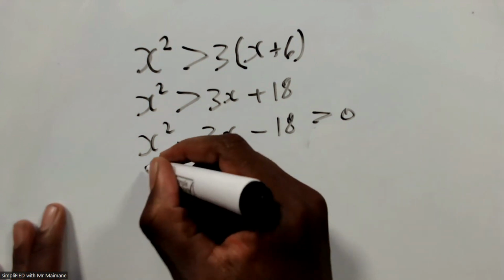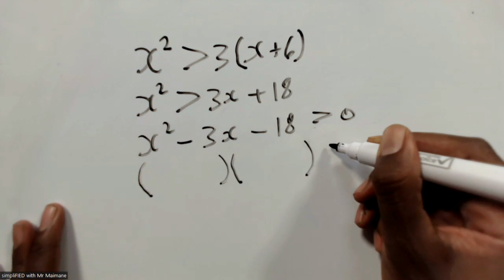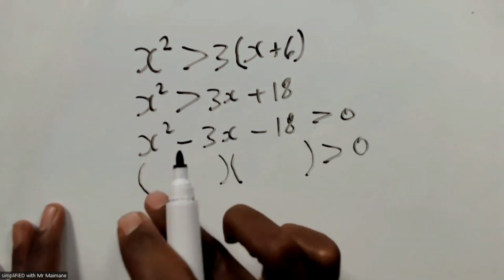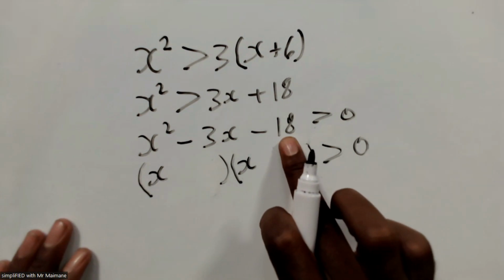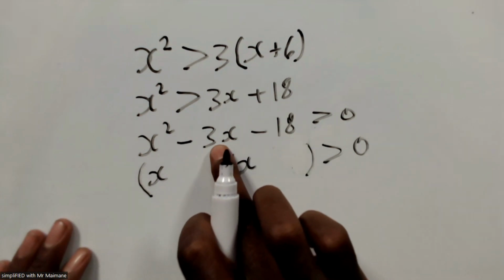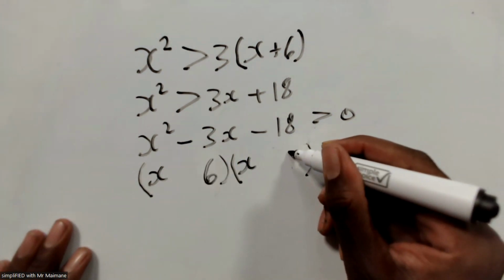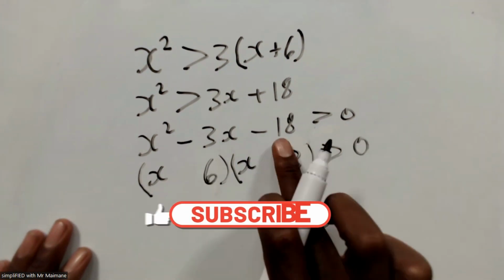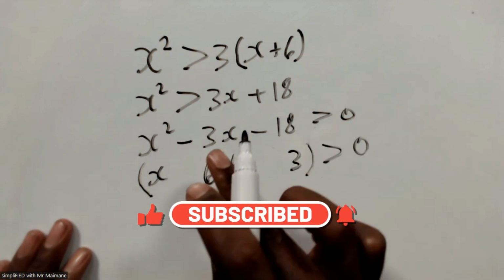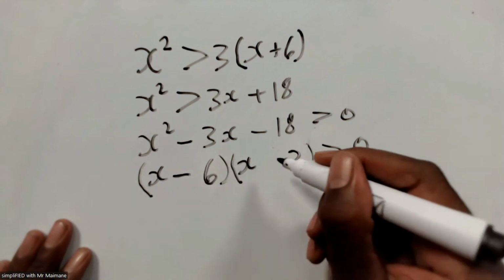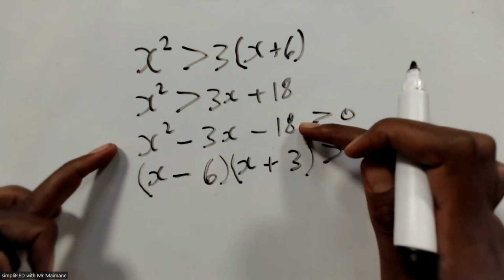So now I can factorize this. To get the factors, for x squared, I know I'm going to multiply x and x. Now, in order to get minus 18 while I maintain minus 3x, I know that my factors will have to be 6 and 3, because 6 times 3 does give me 18, and also 6 minus 3 does give me 3. But then because this is a negative, it means the bigger one will be a negative and the smaller one will be a positive. So this is how I factorize this to that.